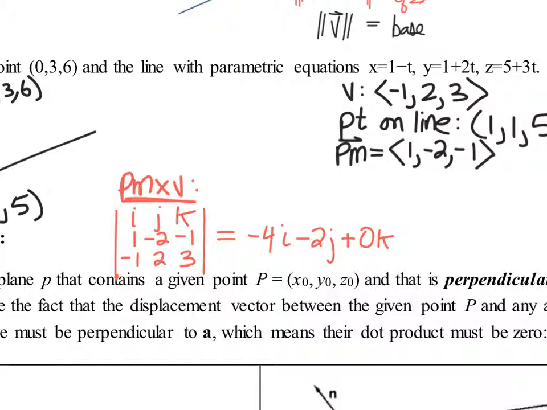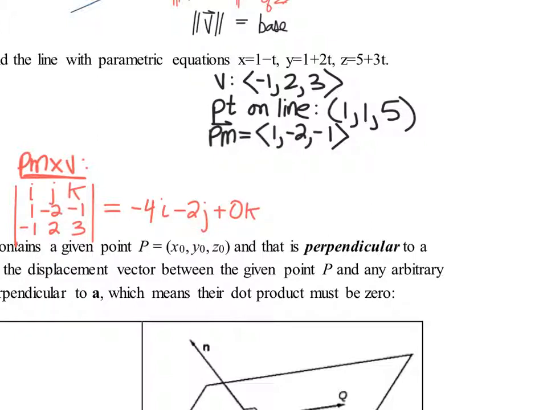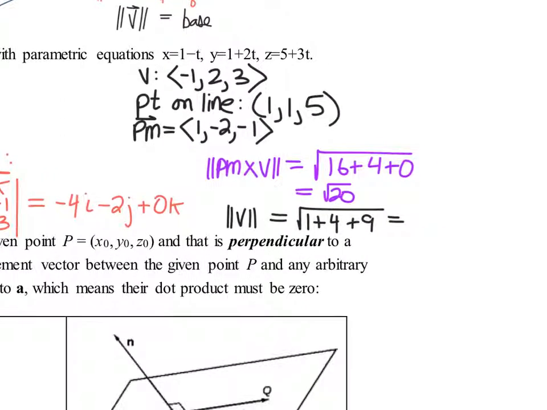Take the magnitude. We're going to take the magnitude of that. So I need, let me do that in purple. So the square root of 16 plus 4 plus 0, if you want, square root of 20. And I need the magnitude of V, square root of 1 plus 4 plus 9 is equal to root 14.